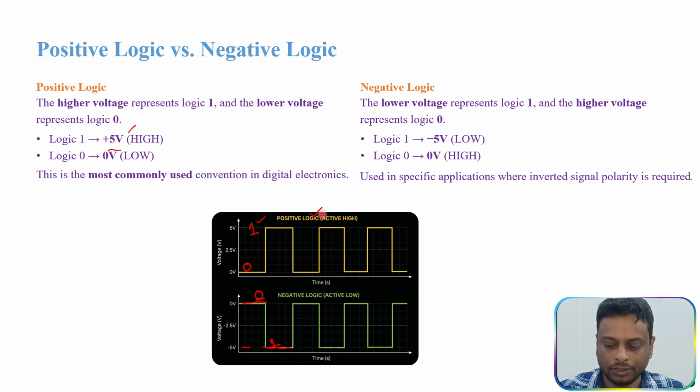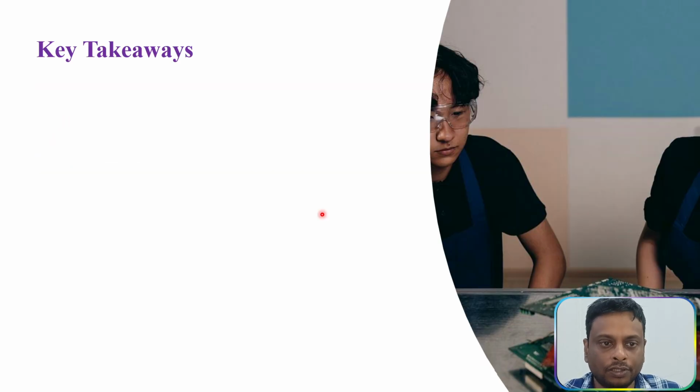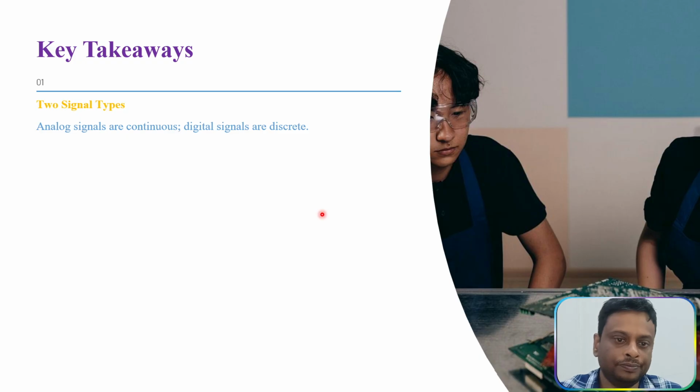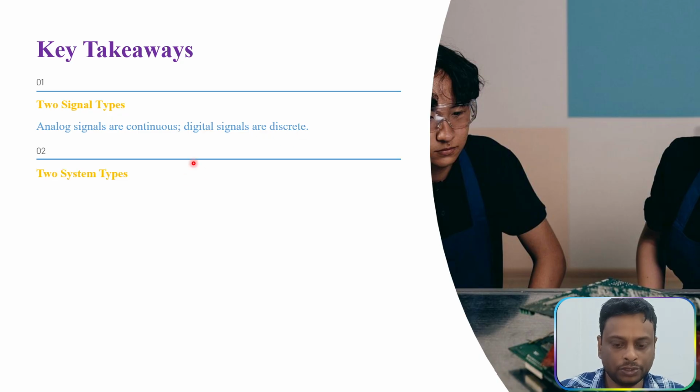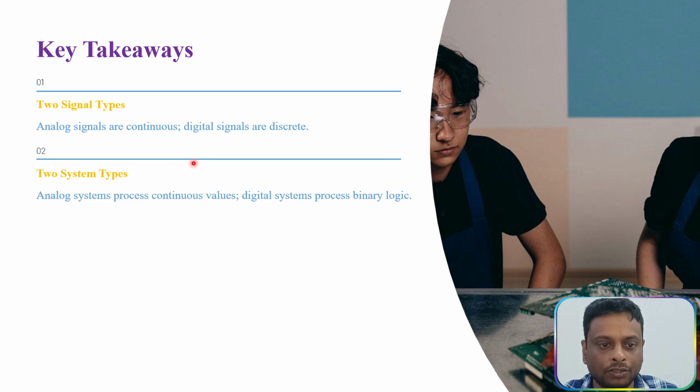Let us summarize this. We have discussed the two signal types. One is the analog signal, another one is the digital signal. Analog signals are continuous and digital signals are discrete. Second, the two system types: the analog system processes continuous values and the digital system processes binary digits, 0 and 1.